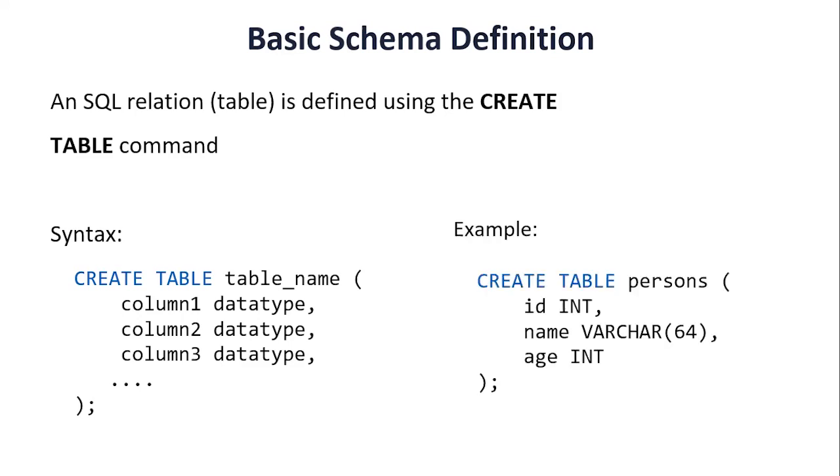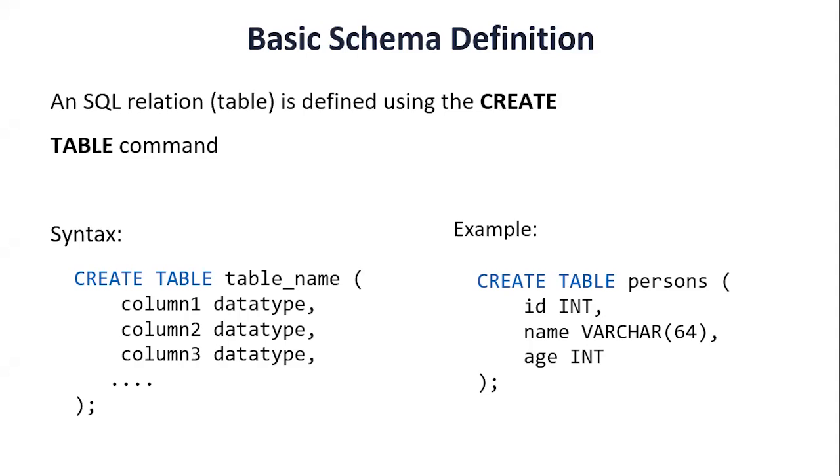Let's see an example for that. Let's say we want to create a table for persons, and a person has an ID, a name and an age. This is how we can define that. The first column is ID int, which means the column name is ID and the type of that would be integer.